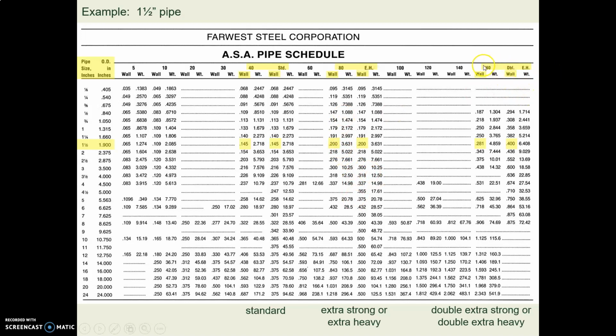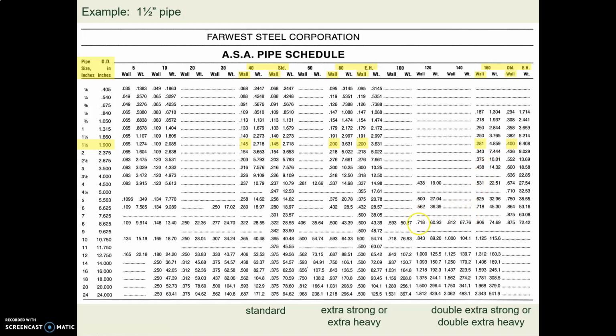And then here's Schedule 160. It's still 1.9 outside diameter, but it's got a thicker wall thickness, 0.281. And if you go to double extra strong or double extra heavy, it's got a wall thickness of 0.4 on each side.